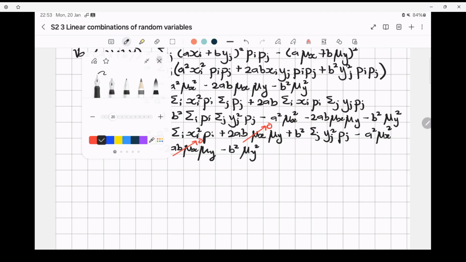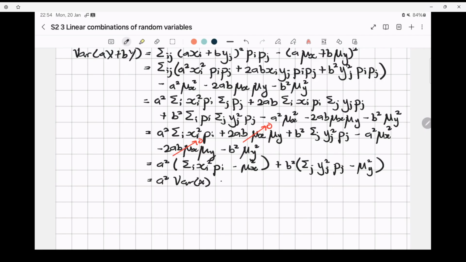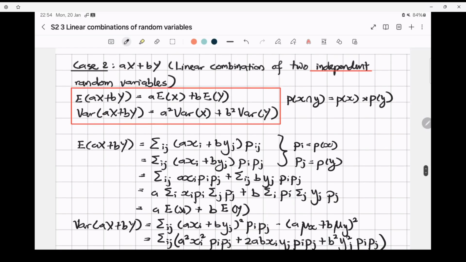So in the end, what you have is a square sum of i xi square pi minus mu x square, plus b square sum of j yj square pj minus mu y square. So this will be a square variance of x plus b square variance of y, which is given by the second formula over here.